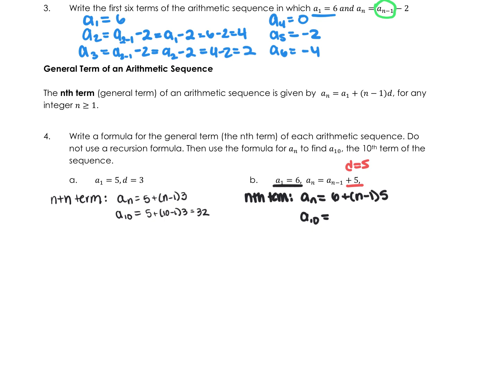You should get 51. 6 plus 10 minus 1 times 5. That'll be 9 times 5 plus 6. So A10 is equal to 51.